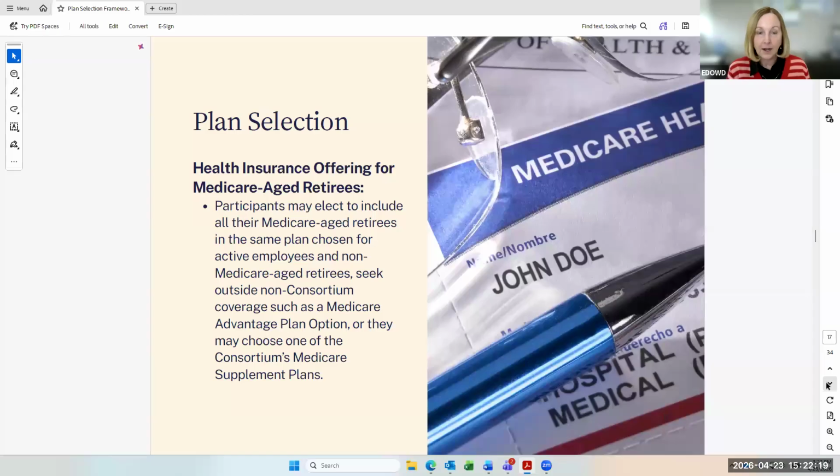And if you elect to remove all your retirees and go to that Medicare Advantage plan, you can offer that as well. But if you provide a choice, hey, stay with the consortium in the Medicare supplement plan or go out to a Medicare Advantage plan, the retiree cannot come back. That's adverse selection. They make that decision, it's a binding decision. They cannot come back at a later date into the consortium.